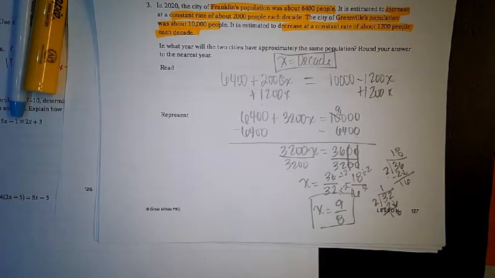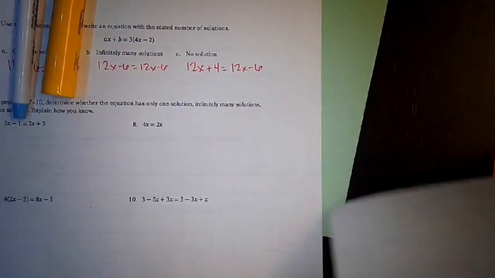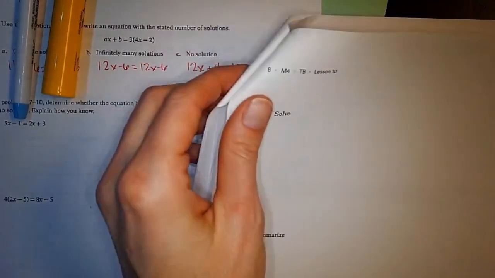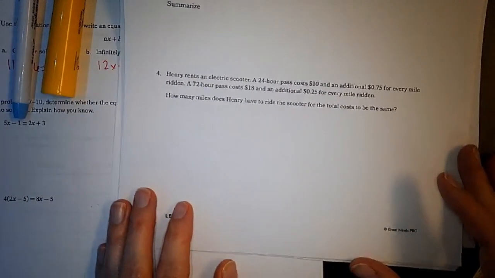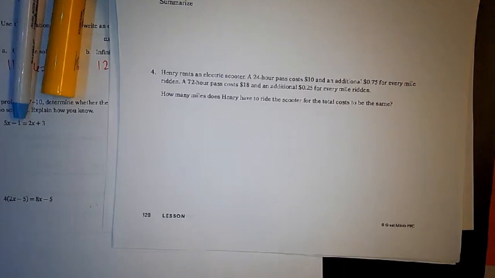Henry is renting an electric scooter. He gets a 24-hour pass, and it costs $10, and then an additional 75 cents for every mile ridden. Then the 72-hour pass costs $18, with an additional 25 cents for every mile ridden. How many miles does Henry have to ride the scooter for the total cost to be the same? So, first of all, let's define our variable. What's our variable going to be?